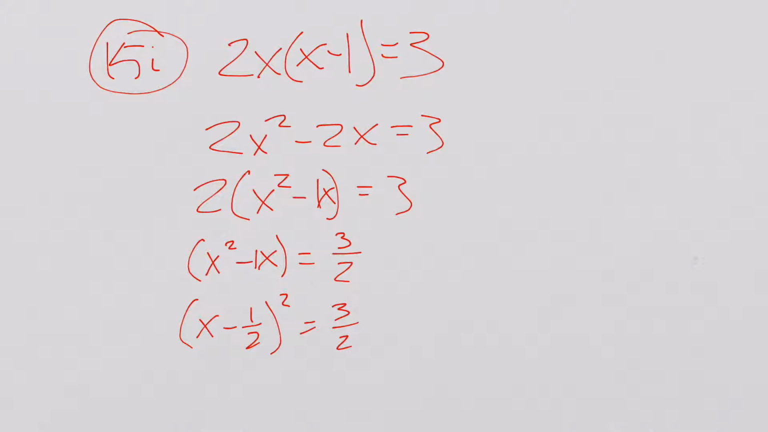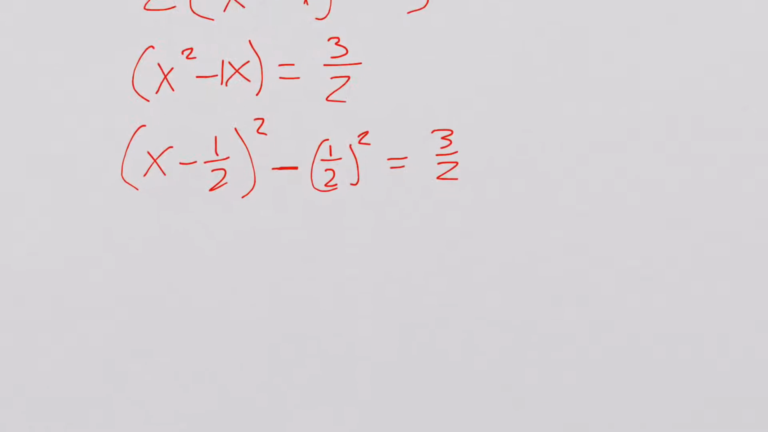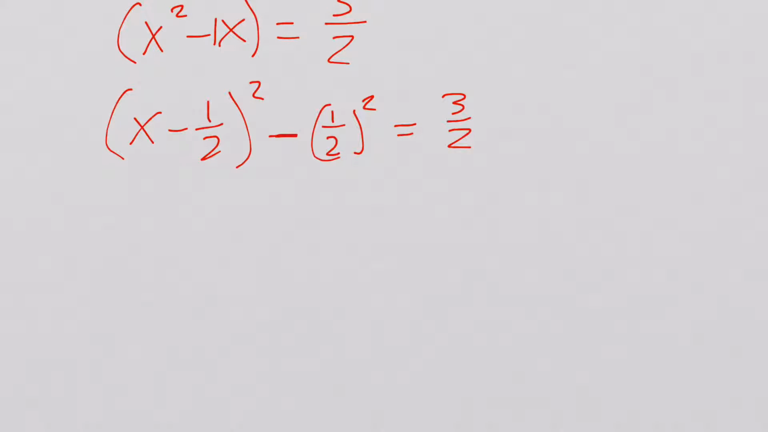3 halves, except I totally cheated. What did I forget to do? Forgot to balance. So x minus 1 half squared means I now need to subtract my 1 half squared, and that will equal 3 halves. So by dividing by 2 first, I saved myself from having to also multiply that 1 half squared by 2. Maybe it's easier, maybe it's the same, but I think it made it a little nicer.